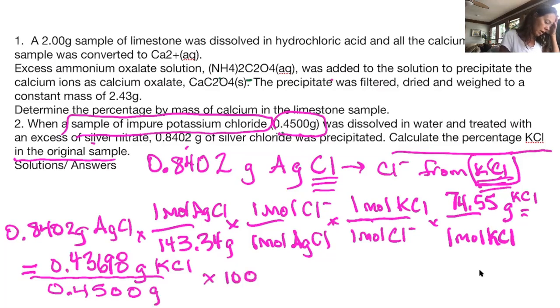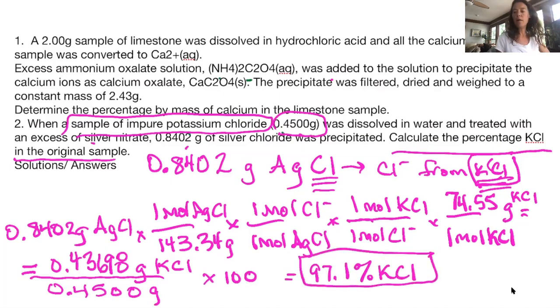So that's still in my calculator. I'm just going to divide it by 0.45 times 100. And that gives me 97.1% KCl in the impure sample. All right. And that's about that. So that's how you're going to do the gravimetric analysis, and pretty simple.